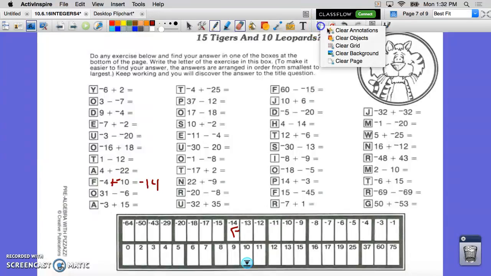All right. And let's see. 31 minus negative 6. Change it to addition. Right? Change the sign of the second digit. It's negative 6, so I will change it now to a positive 6 by taking out the negative sign. And then I will just simply follow my addition rules. 31 plus 6, that's positive plus positive. 37. So O, it's got a 37.